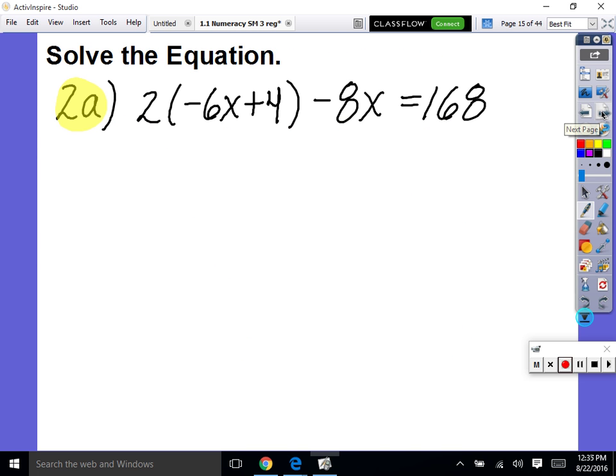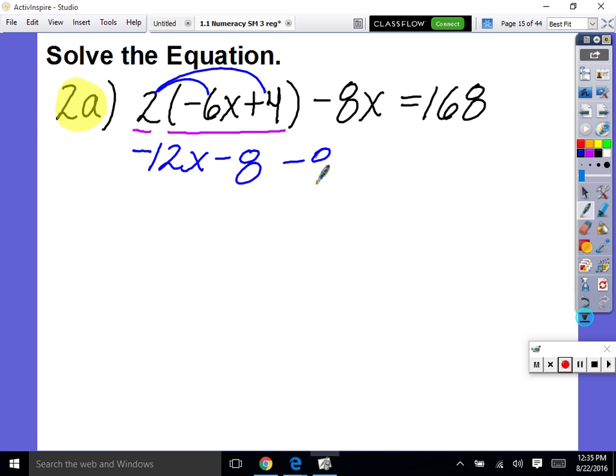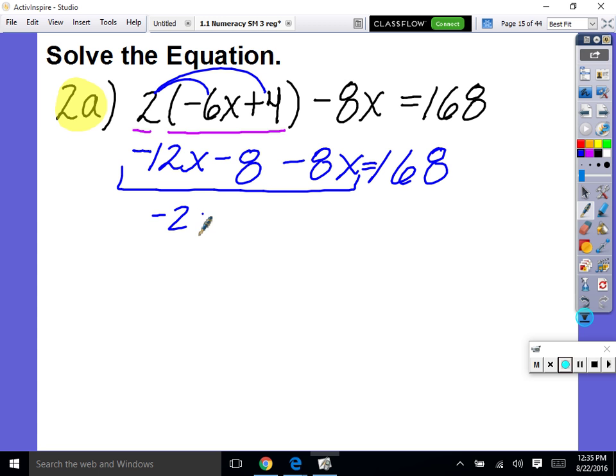Okay, here we go. First example. Solve the equation. So the first thing I'm going to do, now we can solve this like 10 different ways. Notice something. We have 2 times all that stuff. Does everybody see that? So we're going to multiply that 2 into all that stuff in parentheses. So we have -12x, and then 2 was also multiplied there. So -8, right? And we have -8x is equal to 168. Now we're going to combine all of our x's over here. So we have -12x minus 8 more x's is -20x's. So -20x minus 8 is equal to 168.